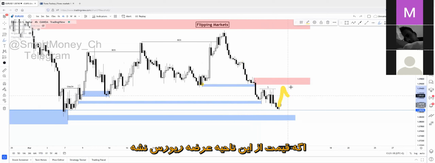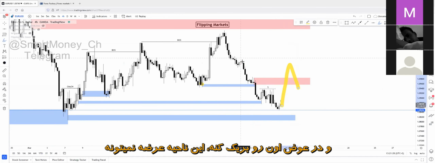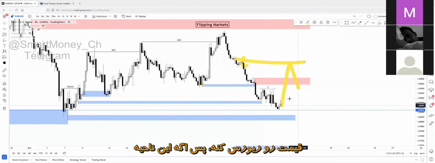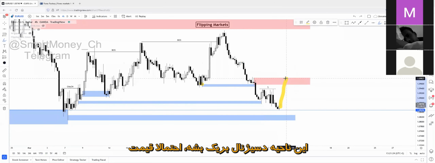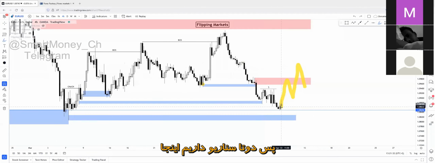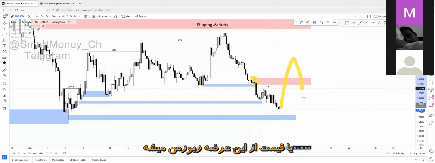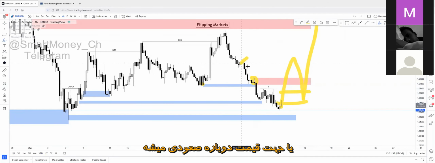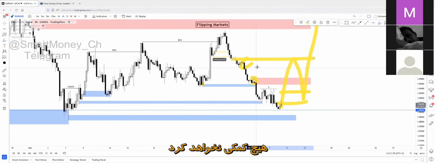If price can't reverse on this zone and breaks above this zone, this supply zone won't be able to reverse price. So if this decision zone breaks, price will tap this supply zone up here, or even change the direction again to bullish. So two scenarios right here: price reverses on this supply zone, or it changes direction to bullish again. So this supply zone won't be able to help us.